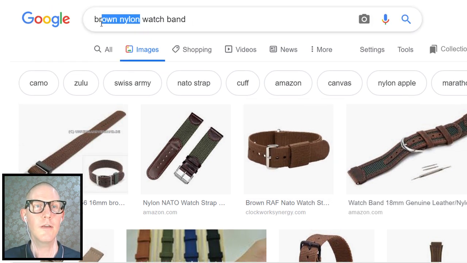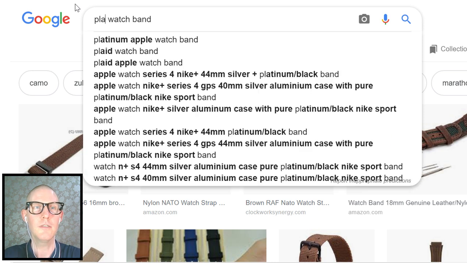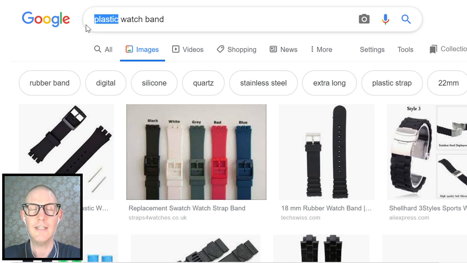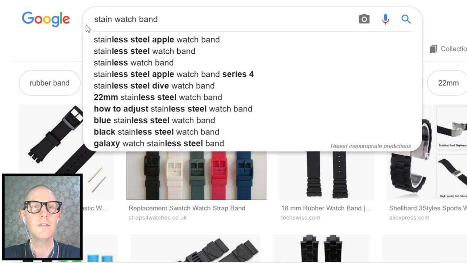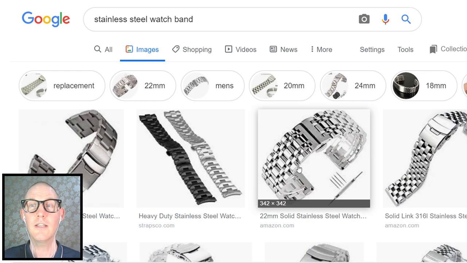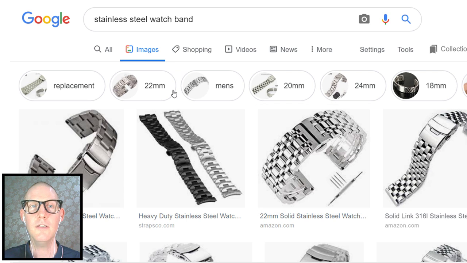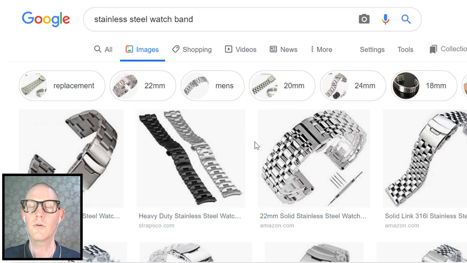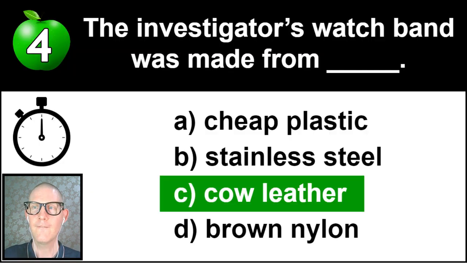And you could also have a plastic watch band, right? So it's plastic, it's nice. And also a stainless steel, which is just a type of metal, right? This is called stainless steel. And they make it stainless so it's difficult for it to rust, so it won't turn brown and fall apart. Okay. All right. So in this one, the investigator's watch band was made from cow leather.